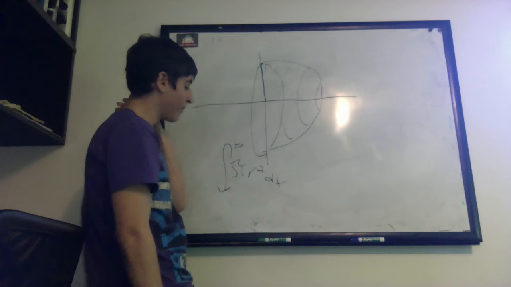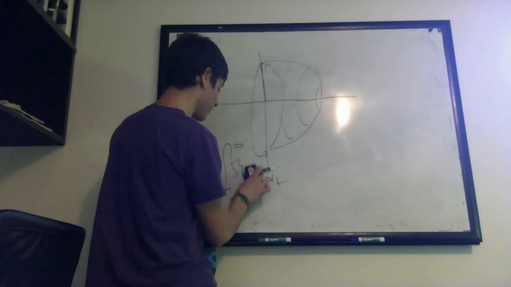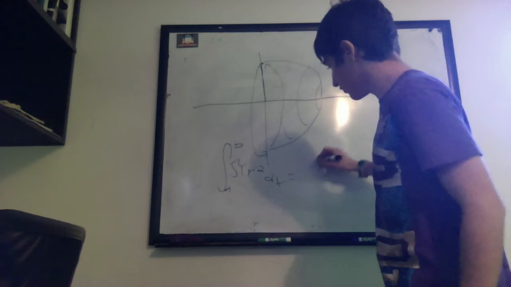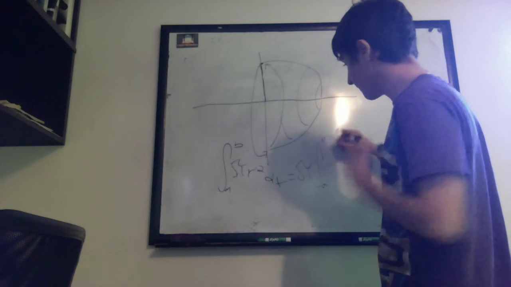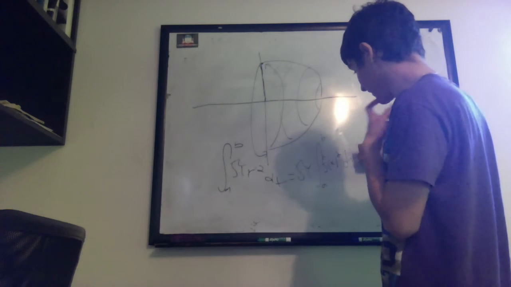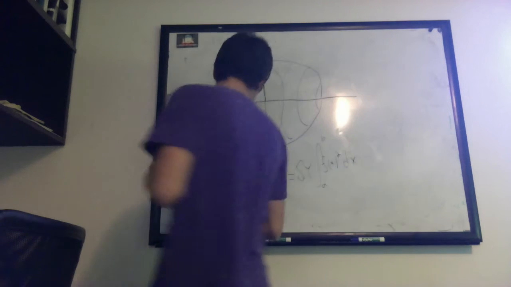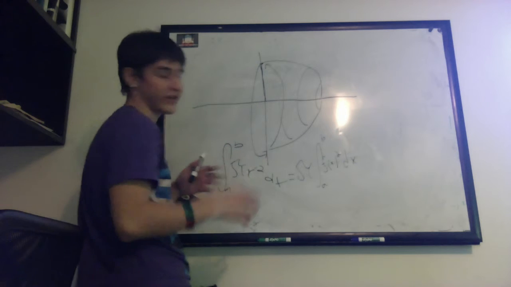But what is r? R is f of x. So it's equal to pi times the integral from a to b of f of x squared dx. Now, focus on that. Understand it.